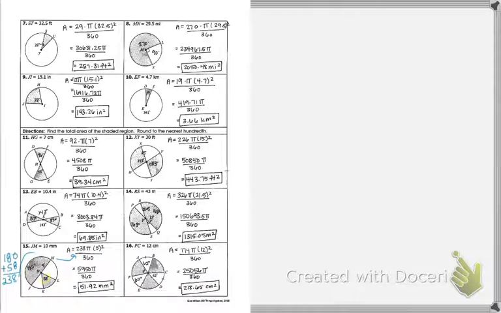Now, what is the radius? Again, they give us JM, this entire guy. They give us the diameter. So the radius is 1/2 the diameter. So if the diameter is 10, the radius is 5. We are still using this formula.